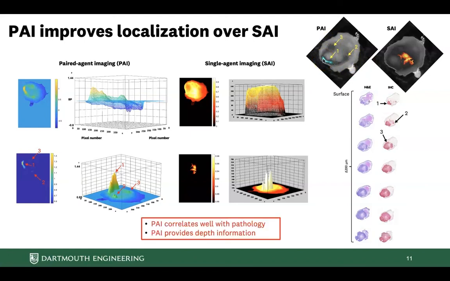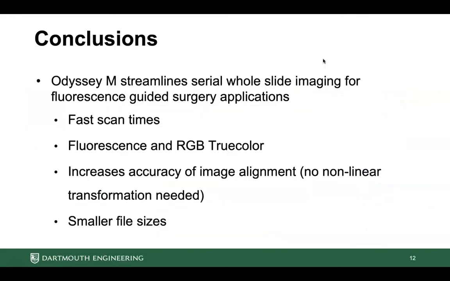So we are very excited about this data, and we believe that paired agent imaging correlates well with our pathology and provides both highly correlated spatial information as well as depth information. We are currently bringing paired agent imaging into the clinic, and will hopefully be collecting some human data within the next year or so. So overall, I would like to just summarize in saying that Odyssey M streamlines our whole serial slide imaging for fluorescence-guided surgery applications.